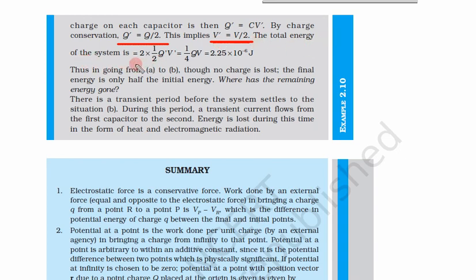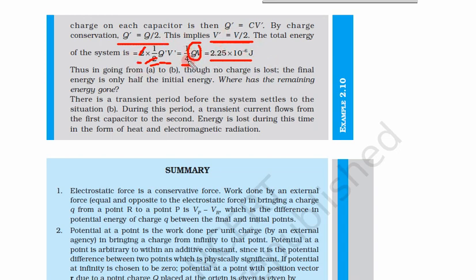In this case, the total energy of the system is 2 into 1 by 2 new charge Q dash into new potential V dash, since there are two capacitors. If we put these values, the 2 and 2 cancel out. This is half of the initial charge, half Q, half V, so 1 by 4 QV. So it is 1 by 4 times the last energy stored. This is 2.25 into 10 to the power minus 6 joule. So this is the energy stored.